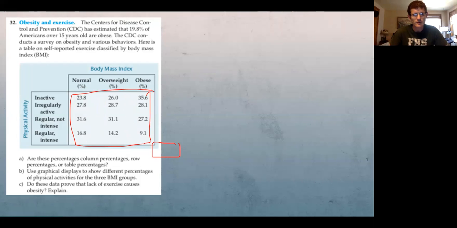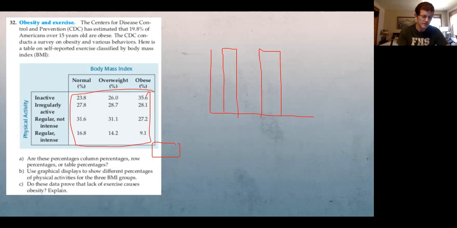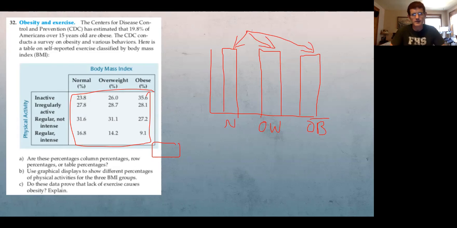So knowing that, use the graphical displays to show different percentages of physical activities for the three BMI groups. So it's showing that the condition for our segmented bar charts, I'm not going to create this at all, except to draw three bars. So we're going to have normal, overweight, and obese. And we'll have to break it down. And then just like before, we're going to be looking at whether these three have the same breakdown more or less, or are they different? But there is a trick, and this is the last thing to talk about, and then you can head out.